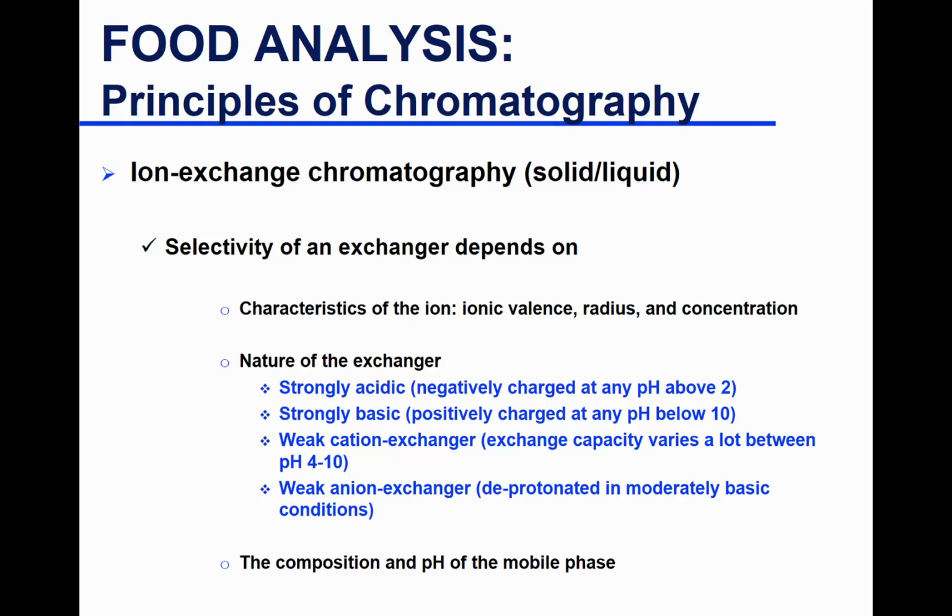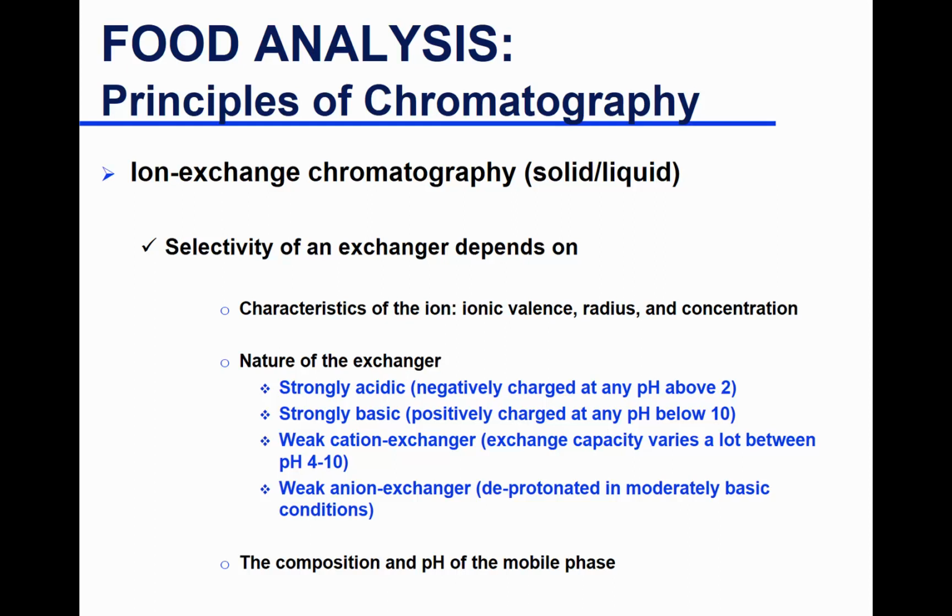In ion exchange chromatography, these two, the weak anion and the weak cation, are used a lot. Because often you have compounds or molecules that are similar in ionic strength, in ionic valence, and then you need to separate them. In order to separate them, you need to form a gradient. So you would change the pH to change the selectivity of the column, and you can separate them.